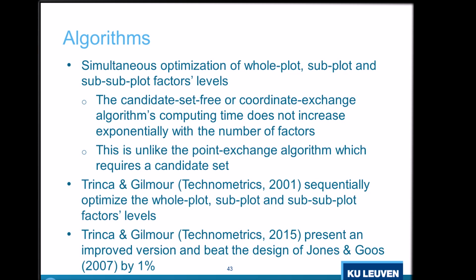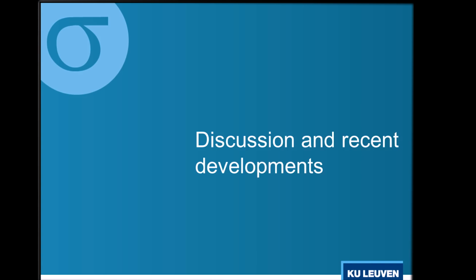Now, the most recent version of the sequential approach is very powerful in the sense that it is even capable of beating the candidate set free algorithm that Bradley Jones and I published back in 2007. In their recent Technometrics paper, Trinke and Gilmore present a design for the polypropylene study that is a bit better than the design that Bradley Jones and I published. So you can see there are various algorithms out there to set up tailor-made experimental plans.